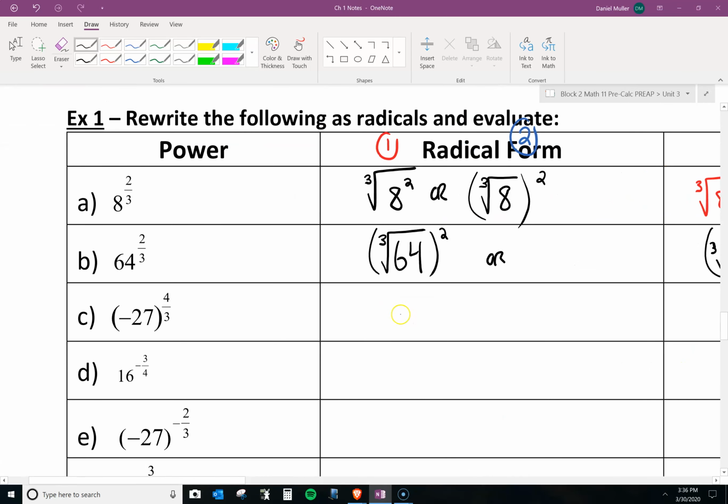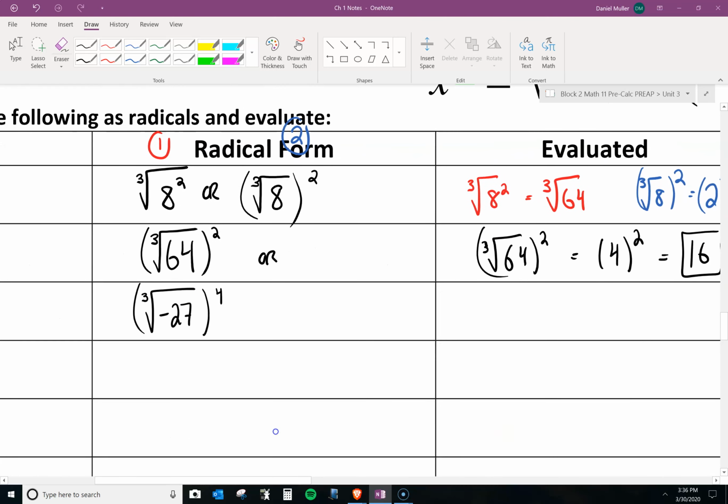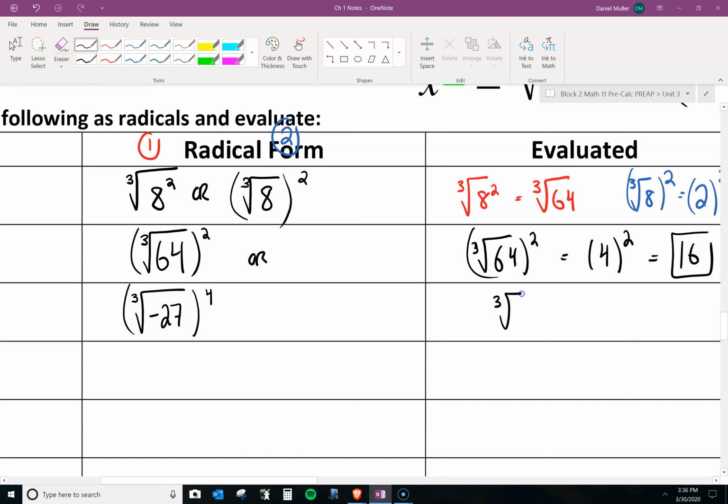Moving on, negative 27. I can do the denominator, so the cube root of 27, and then to the power of 4. Or I could do it the other way, but I want to stick with this. So I can do the cube root of negative 27, and then I'm going to go to the power of 4. The cube root of 27, you can do that up to the side, but it is just 3. But there is a negative there. Now you can't take a square root of a negative number. A cube root being odd, you actually can. So the cube root of 27 is 3, and the negative is still there.